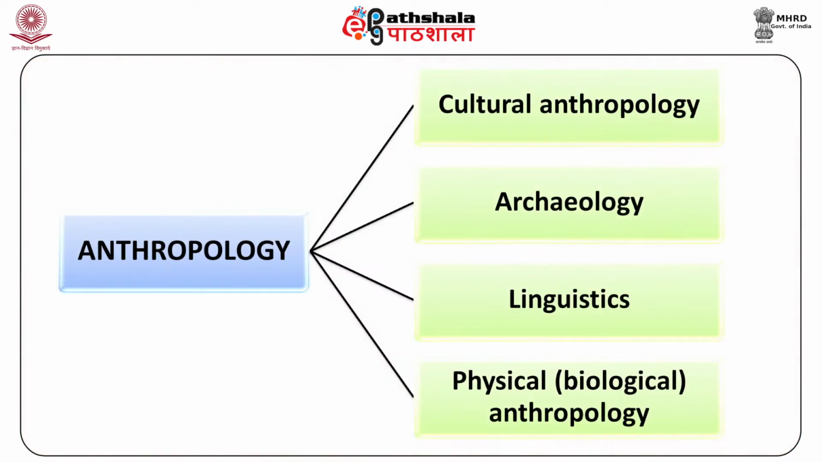Anthropology is commonly divided into 4 areas of study: cultural anthropology, archaeology, linguistics, and physical or biological anthropology. Cultural anthropology deals with many aspects of human society, including but not limited to social structure, behavior, beliefs, and ways of life. Cultural anthropologists mostly work with living societies, whereas archaeology is the study of past societies through material remains such as pottery, stone tools, art, and architecture.